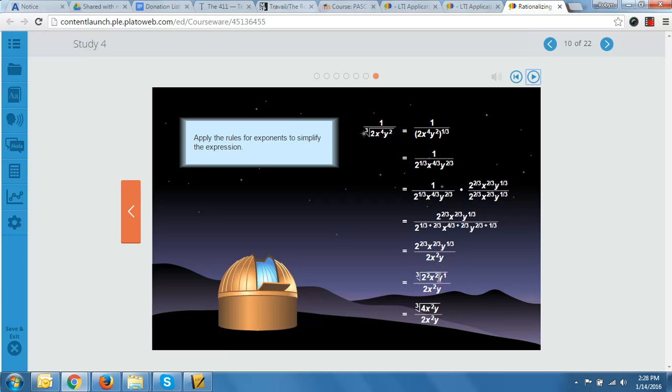Then on the top, what I am doing is turning the exponential into the radical, and all I'm doing is putting that denominator of 3 on the outside. I keep my 2 with my numerator of 2, keep my x with my numerator of 2, keep my y with my numerator of 1. Denominator stays the same.